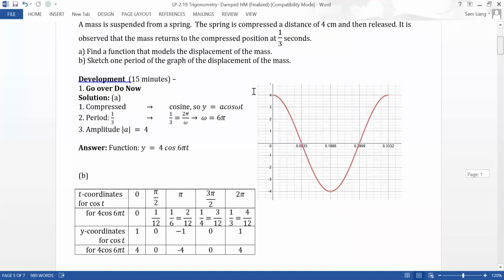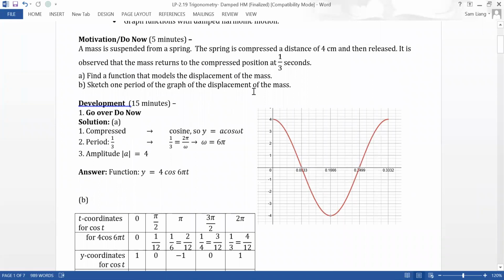First thing to note is that we're given that the spring is compressed. That should make you think of cosine, because cosine starts at its max or min, and sine starts at 0. So this is a cosine curve, and we'll use the y equals a cosine omega t formula. The period is 1/3 of a second. You have to read into that: it says the mass returns to the compressed position at 1/3 of a second. Another way to say that is that's the period.